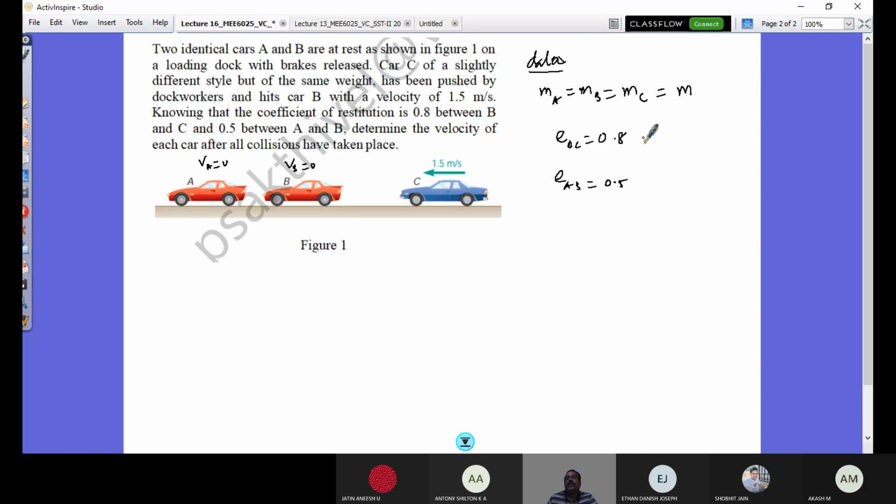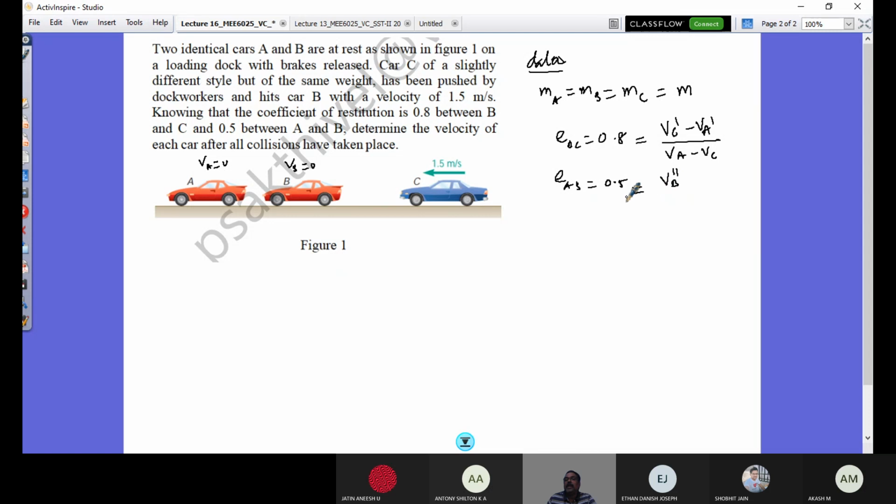So when you say coefficient of restitution, how do you define it? It is a ratio of relative velocities. It is the ratio of the separation relative velocity of the vehicles to the approach relative velocity of the vehicles. So I can write, between B and C, like this: VC dash minus VB dash by VB minus VC. So that's how this is defined. And how is this defined between A and B? I can write this as VB.